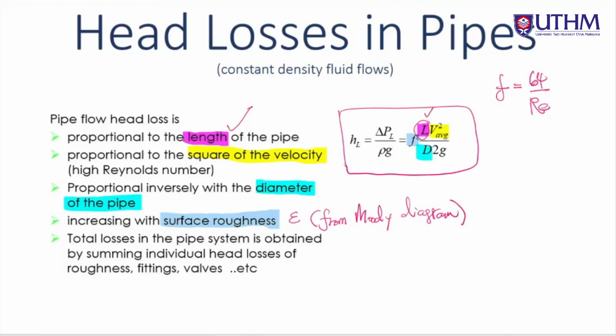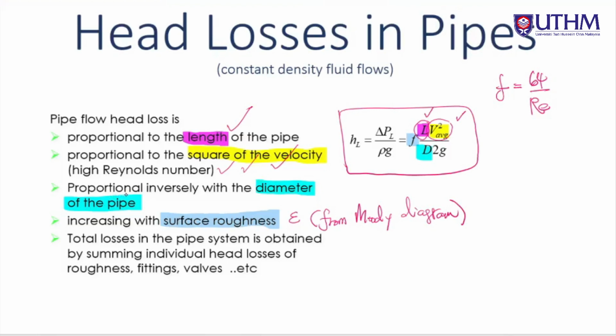Lagi panjang satu-satu pipe tu, lagi tinggi lah losses yang dia dikenakan ke atas fluid flow tu. And then dia juga proportional to the square of the velocity. Betul kan? V squared. Lagi tinggi velocity, lagi tinggi losses dia. Means that lagi tinggi Reynolds number, lagi tinggi losses dia. And also means that lagi turbulent flow tu, lagi tinggi losses dia.